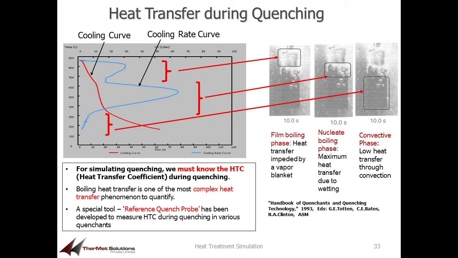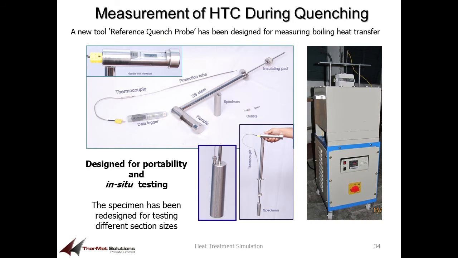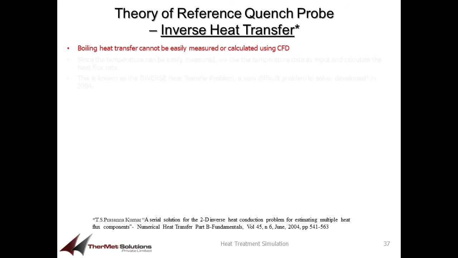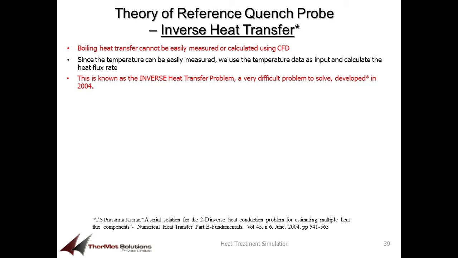A new tool, reference quench probe, has been designed to measure the heat transfer coefficient during quenching in the plant. It is designed for portability and in situ testing. Boiling heat transfer cannot be easily measured or calculated using CFD. It's a two-phase heat transfer. We use the temperature data as input and calculate the heat flux rate. This is known as the inverse heat conduction problem.